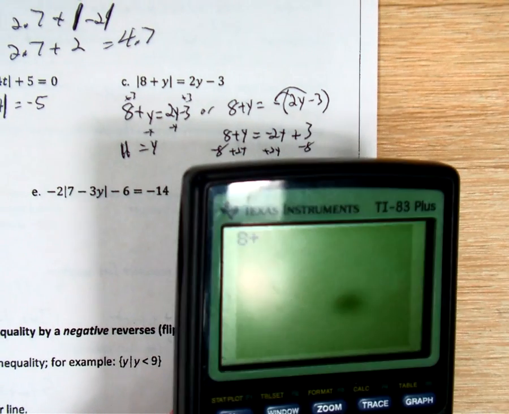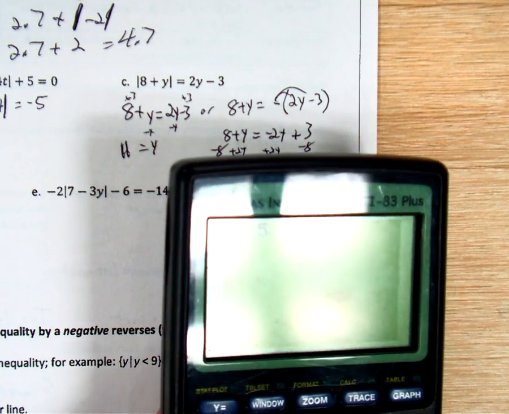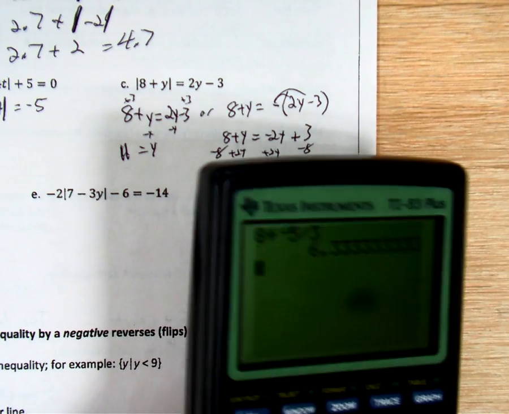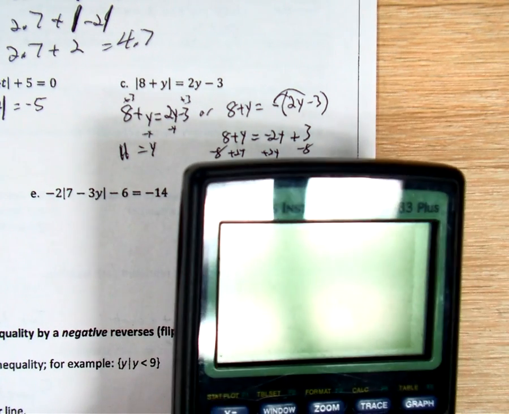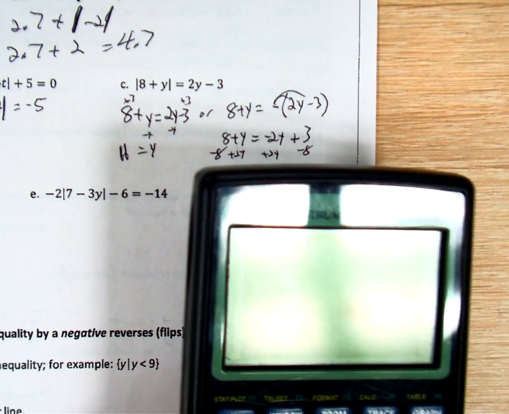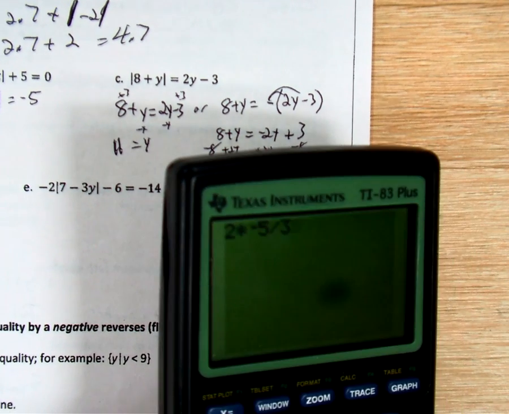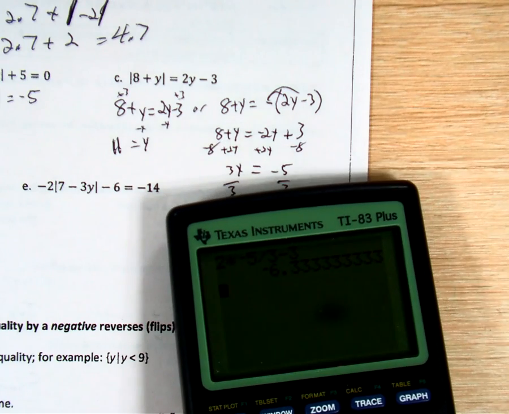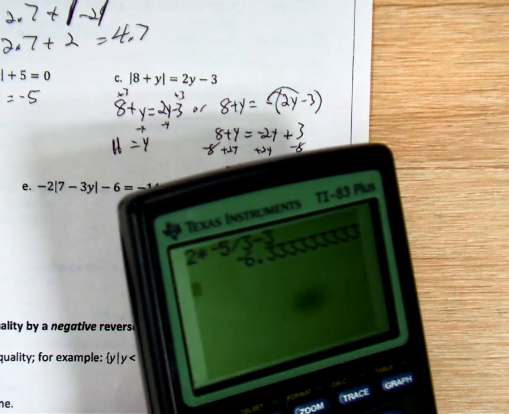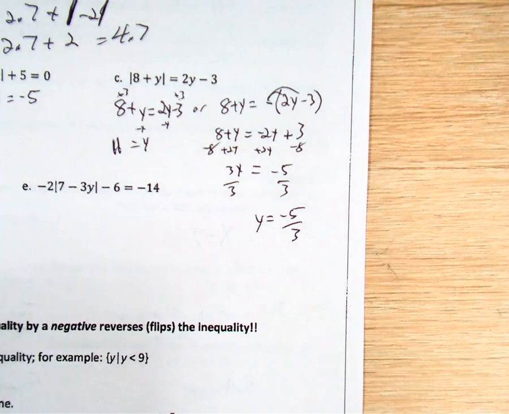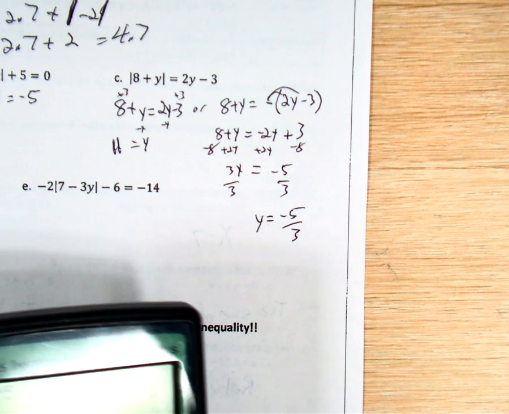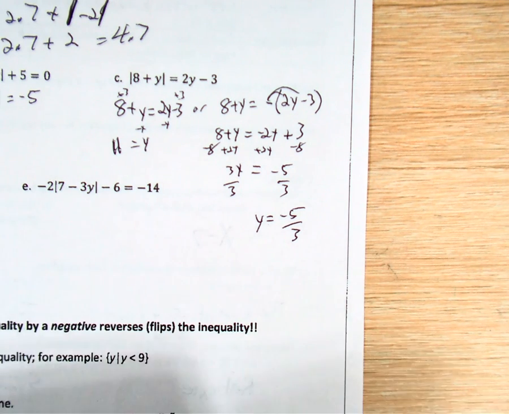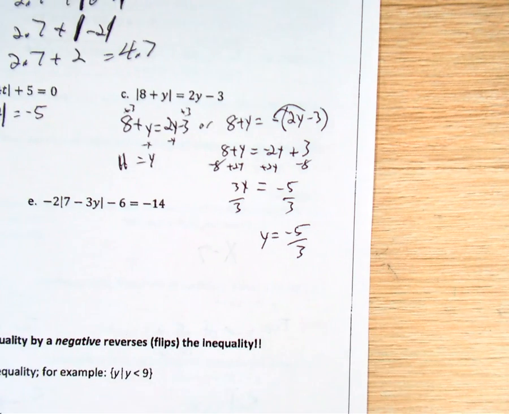Eight plus negative 5/3: 6.3 repeating. How about the other side? 2 times negative 5/3 minus 3: negative 6.333. Okay? So, it didn't match. So that one would be extraneous. I'm going to just cross that one out.